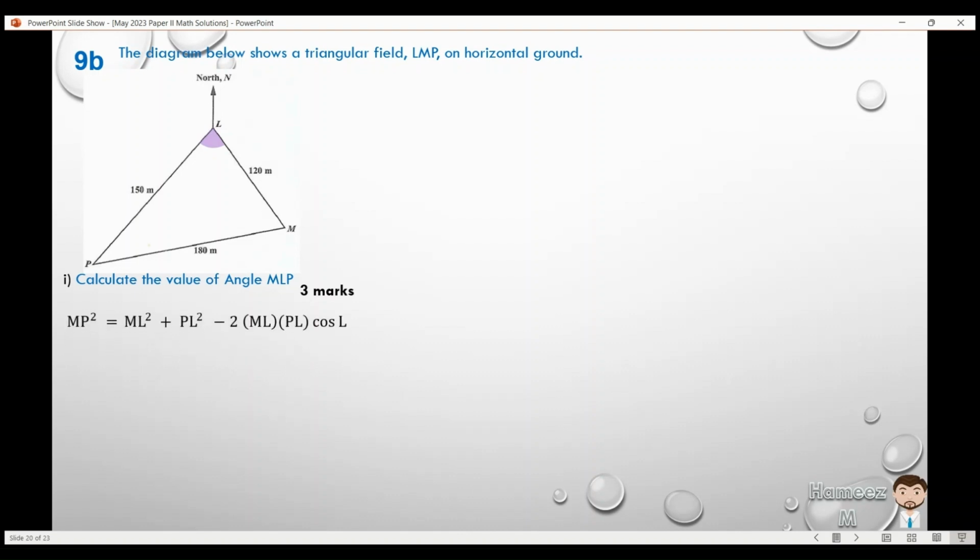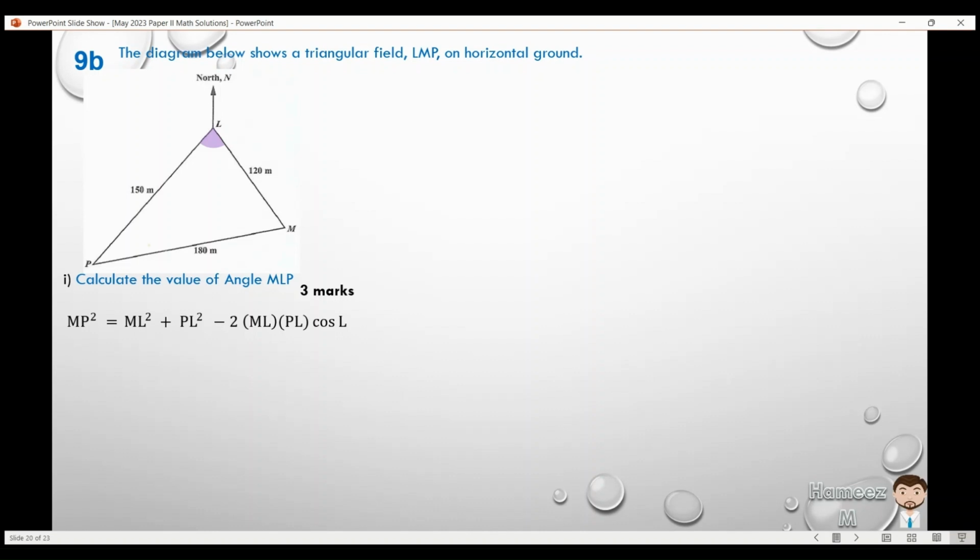Now, if you notice that we want to find an angle and we have three sides, so we can use the cosine rule, which is given in your formula sheet. So a squared is equal to b squared plus c squared minus 2bc cos A. And I've just substituted for a, the side opposite the angle. So MP squared is equal to, any one will be b and c, ML squared plus PL squared minus 2 times the length of ML times PL cos L. And we want to find cos L, so we need to transpose ML squared plus PL squared.